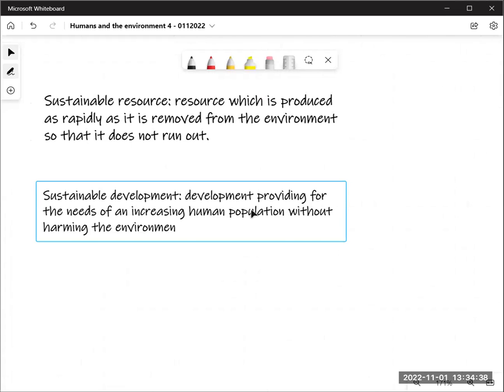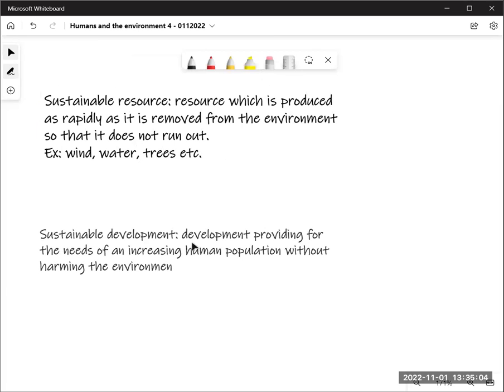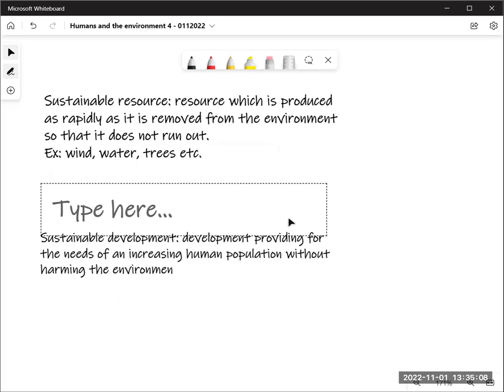That's how you answer, what is a sustainable resource? Unsustainable resources, we'll first look at examples of sustainable ones. Examples could be wind, water, and so on. They are sustainable. Wind, water, trees. You can grow them at the same rate as you're cutting them down or destroying them or using them.